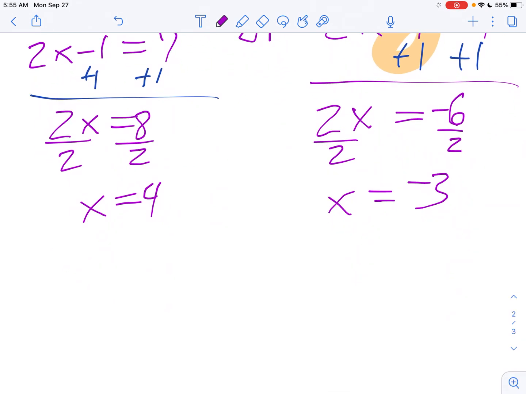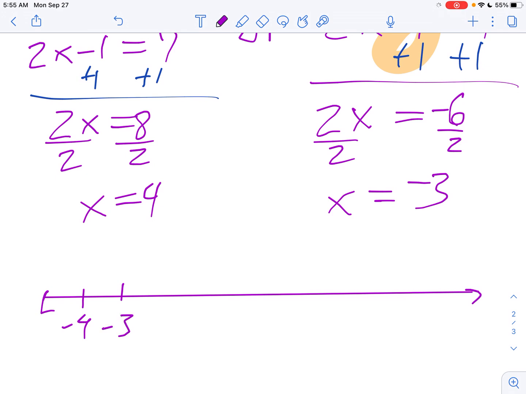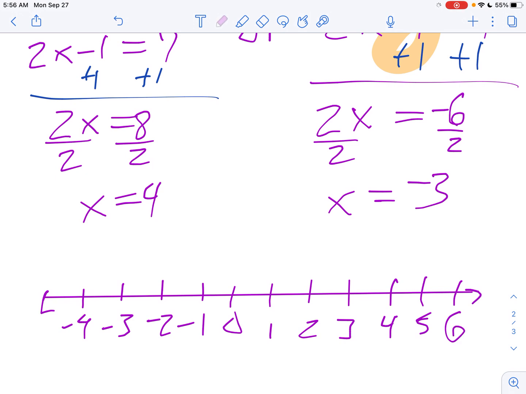And we're supposed to graph this on a number line. So on your number line, make sure your number line has negative 3 and 4 on it. I go negative 4, negative 3, negative 2, negative 1, 0, 1, 2, 3, 4, 5, and 6. And since it's equal to, we just put a dot on each one. So put a dot on x equals 4, put a dot on x equals negative 3, and there's your solution.